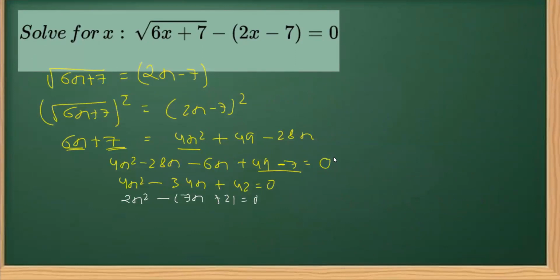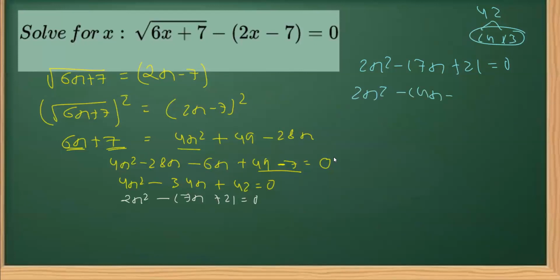Now, post that, we need to factorize this. So I'll write this part once again. We have 2x squared minus 17x plus 21 equal to 0. Multiplying 2 with 21 is 42, and we have to split this from the factors of 42. We can split 42 as 14 into 3, and we have to obtain 17. So we'll be writing this as 2x squared minus 14x minus 3x plus 21 equal to 0.